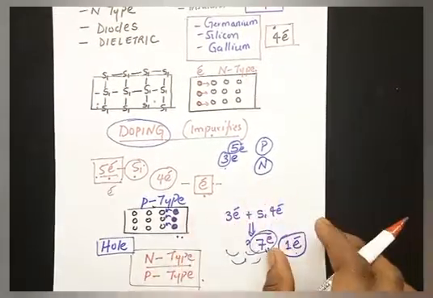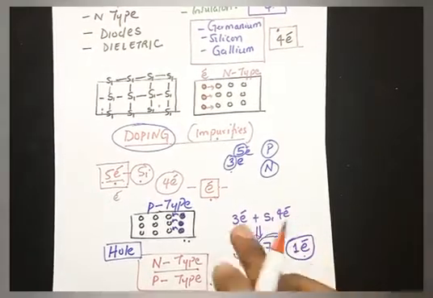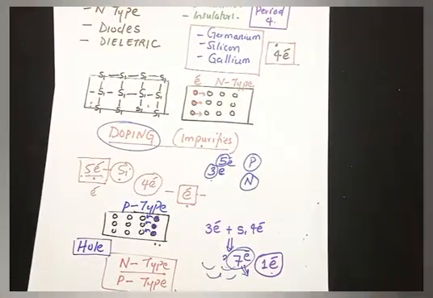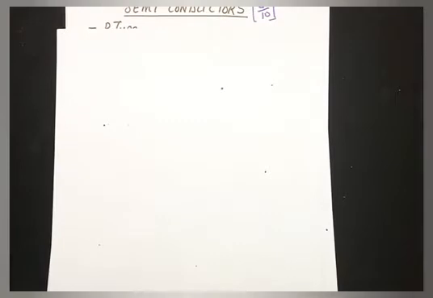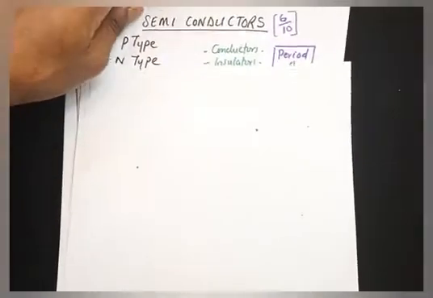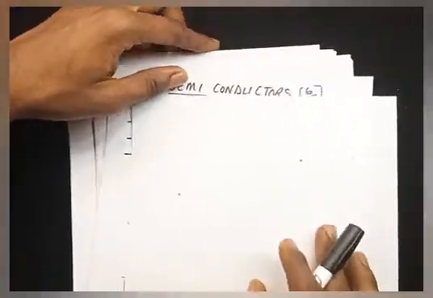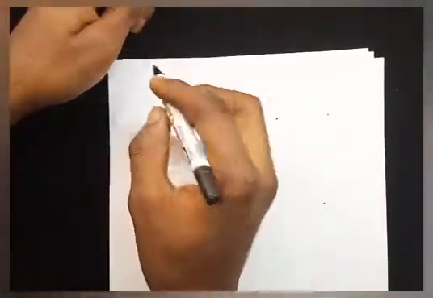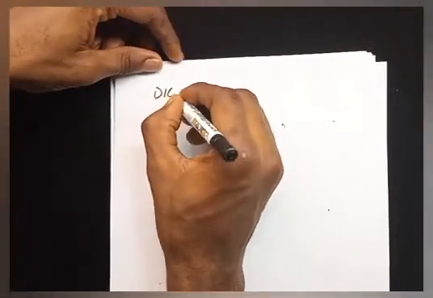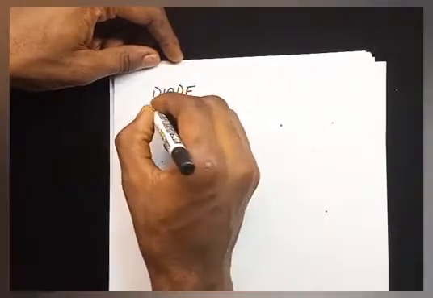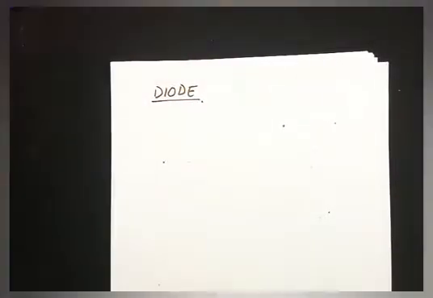So I want you to remember this clearly, because we are going to build on it to introduce new concepts in semiconductors. The next thing I want us to look at is a very important concept, and that is the concept of diodes. Everybody say diodes. Diode. So the answer I want you to know for your exam is, what is a diode?